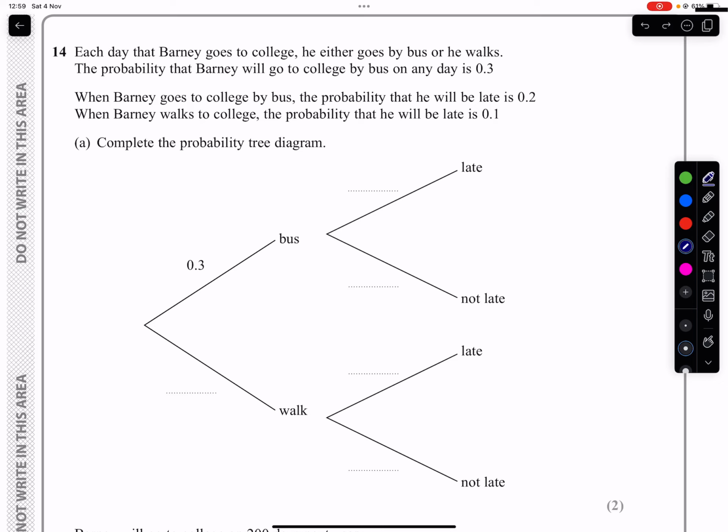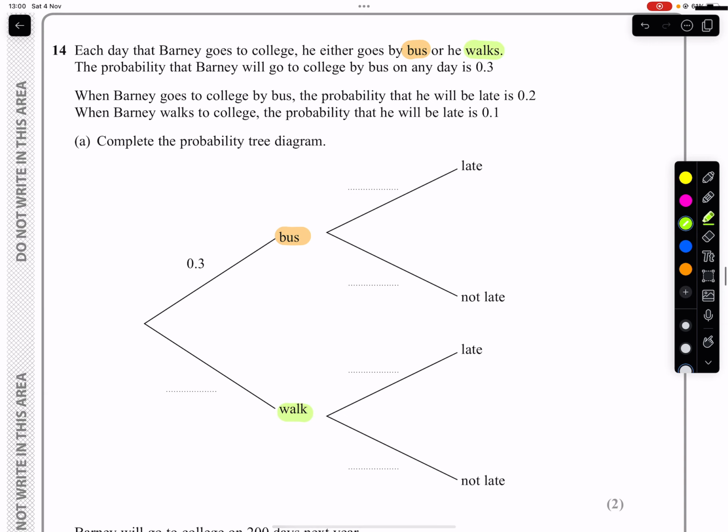Question 14. Each day that Barney goes to college, he either goes by bus or he walks. Depending on whether or not he walks or takes the bus, he has different probabilities in which he's going to be late. So the probability that Barney will go to uni by bus is 0.3, and the probability that he walks is then what's left over from that.